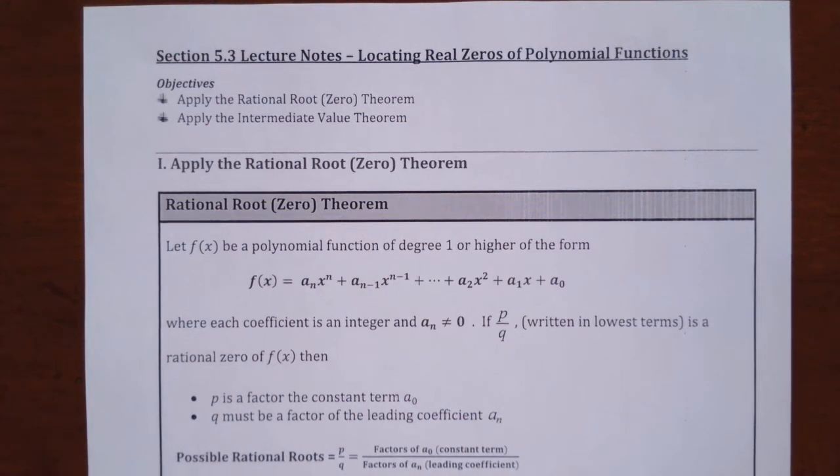Okay, welcome back. Today we're going to look at section 5.3, which is on locating the real zeros of a polynomial function. So we're going to first look at what's called the rational root theorem, and then we're going to use that to help us find some roots and zeros of a polynomial.